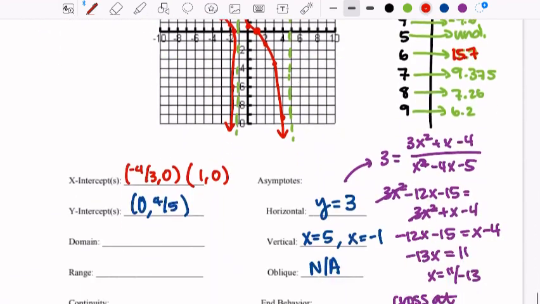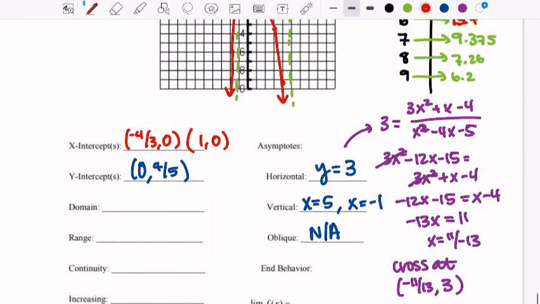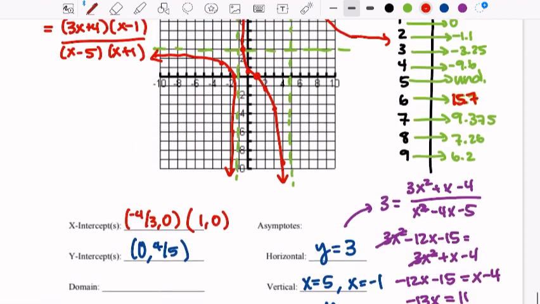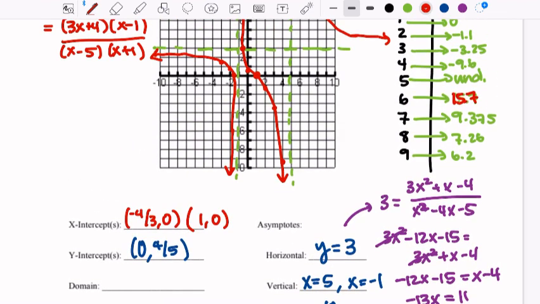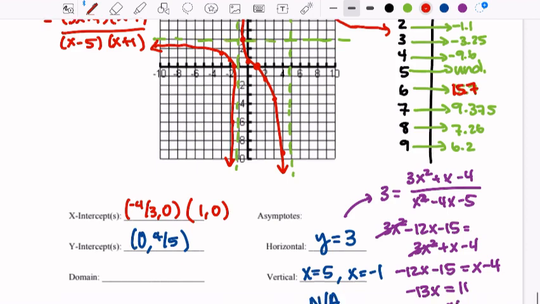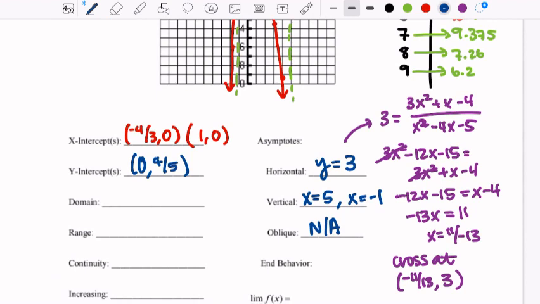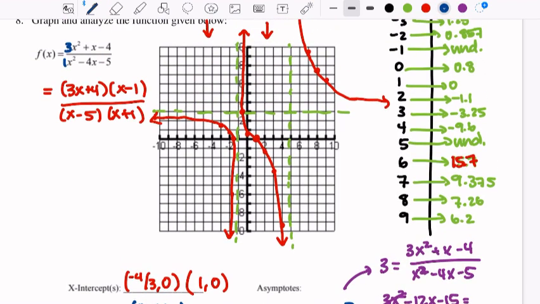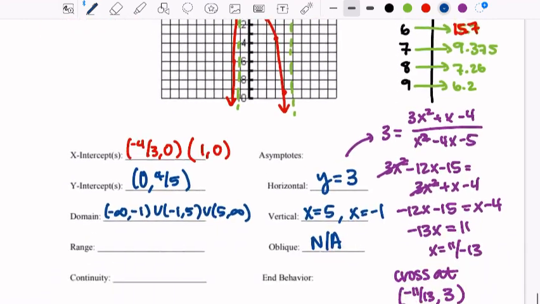So finishing up some of these points. For our domain, it looks like our domain is going to be all real numbers, except we're going to exclude 5 and -1. So we'll have -infinity to -1, and then -1 to 5, and then 5 to infinity. For our range, since we did cross our horizontal asymptote, that does mean that I think our range is going to be -infinity to infinity, because in that middle portion we can have any y value.